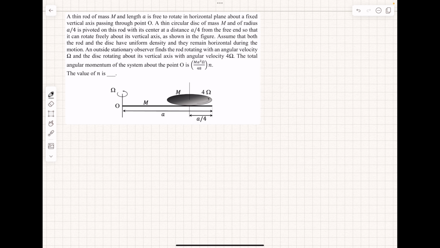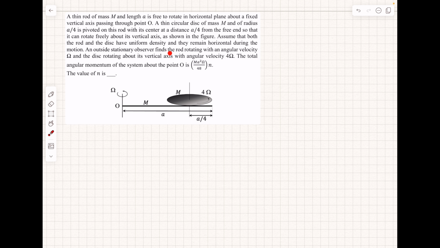Okay, so now let's move on to the second problem. This was the 2021 problem, the year I gave the exam. This problem is also very similar. We have a thin rod of mass m and length a that is free to rotate in the horizontal plane about a fixed vertical axis passing through O. A thin circular disc of mass capital M and of radius a by 4 is pivoted on this rod with its center at a distance of a by 4 from the free end, so that it can rotate freely about its vertical axis, as shown in the figure. Assume that both the rod and the disc have uniform density and they remain horizontal during the motion.